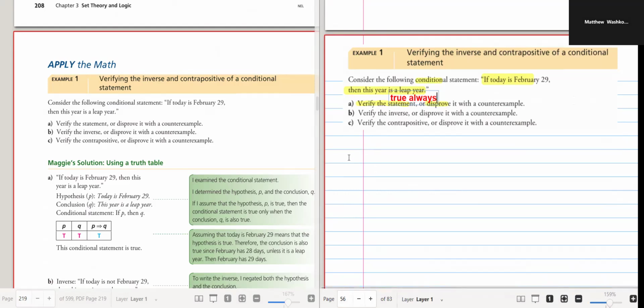So to verify this, what we're going to do is draw a truth table. Before I even do that, remember it's an if-then. So in this case, my P, which is my hypothesis, will be today is the 29th of February. My Q is this year is a leap year. All right, so doing a table here.